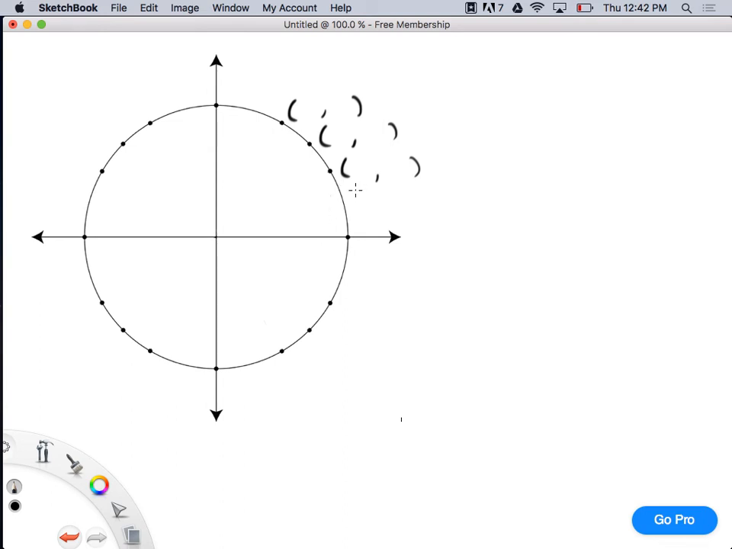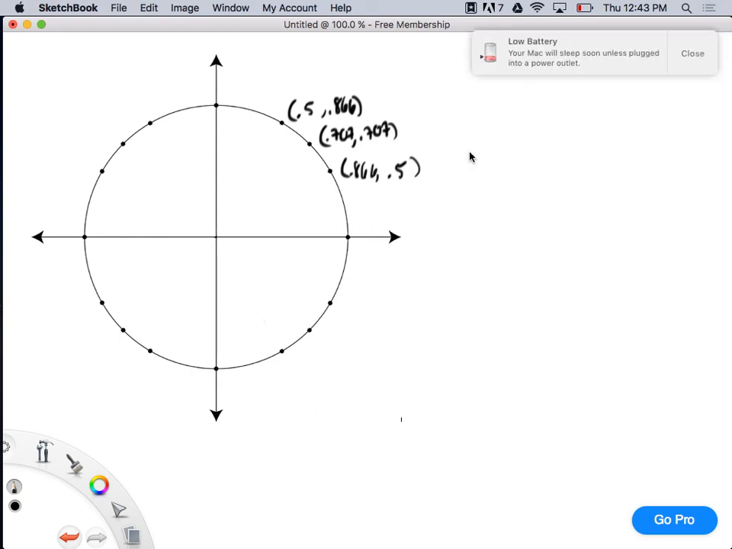Okay, so you should have gotten that at this point this is .866 and this is 0.5. These are both .707. And this one is 0.5, 0.866. Okay, so those are the 3 coordinates. Those are the coordinates of those 3 points.